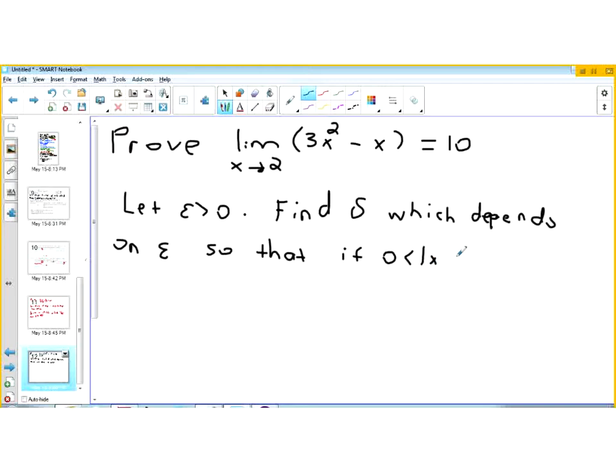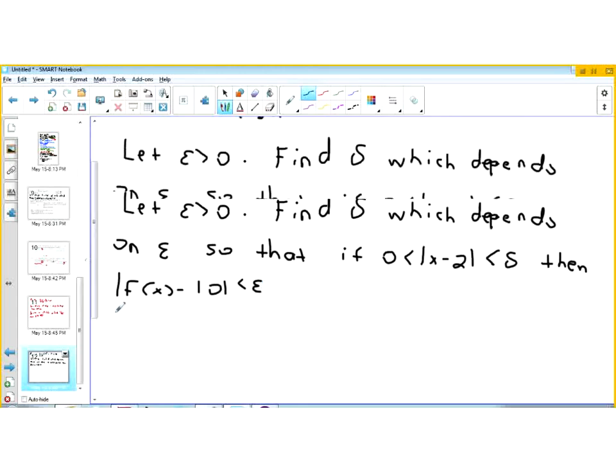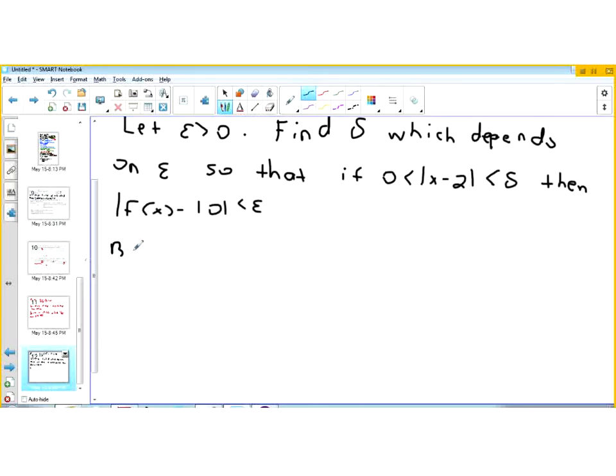So that if we're within a delta distance of 2, remember this 2 is your a value, then we're within an epsilon distance of 10 for the given output. Okay, so just as before.